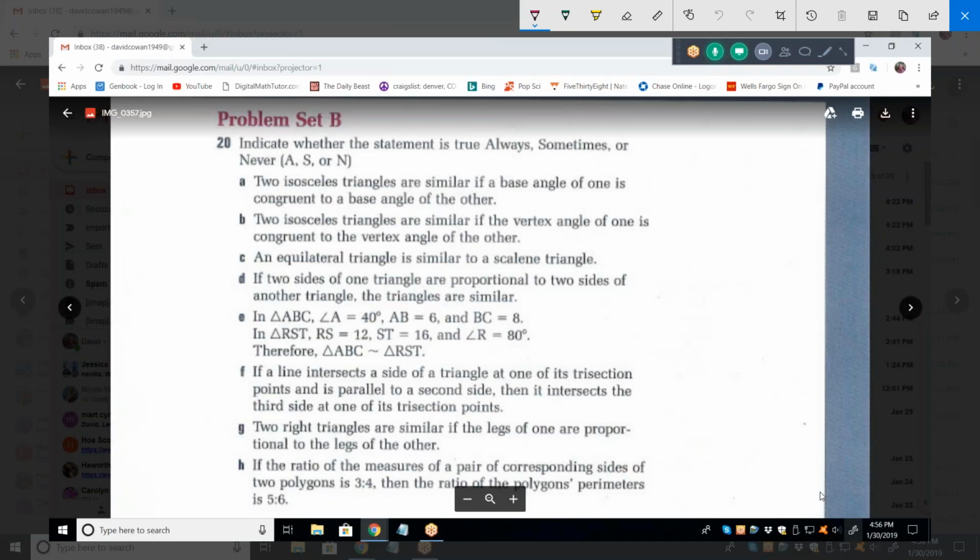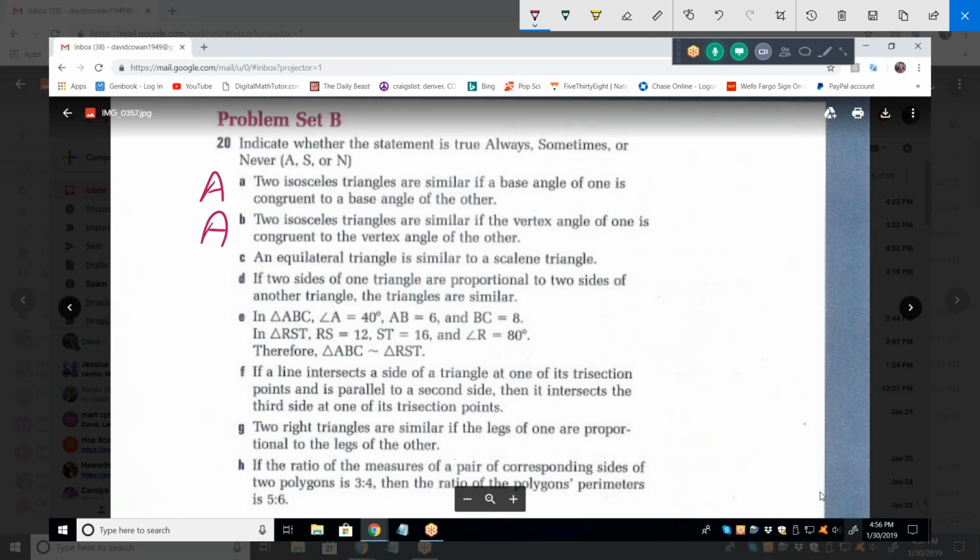All right. 2 isosceles triangles are similar if a base angle of one is congruent to a base angle of the other. If you get it right, we don't need to talk about it. We'll go to the next one. That's always true. Number 2, 2 isosceles triangles are similar if the vertex angle of one is congruent to the vertex angle of the other. That is also always true.